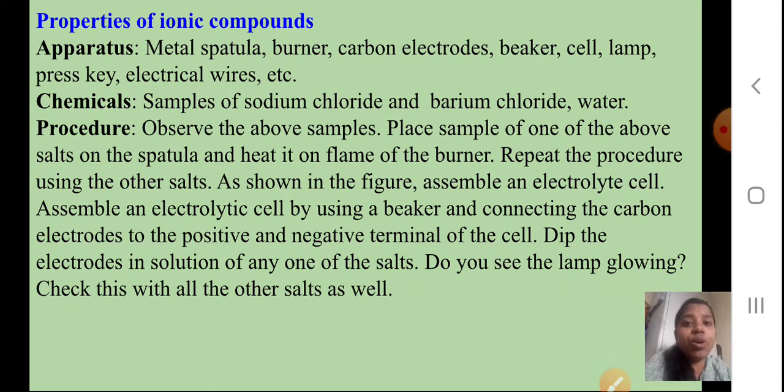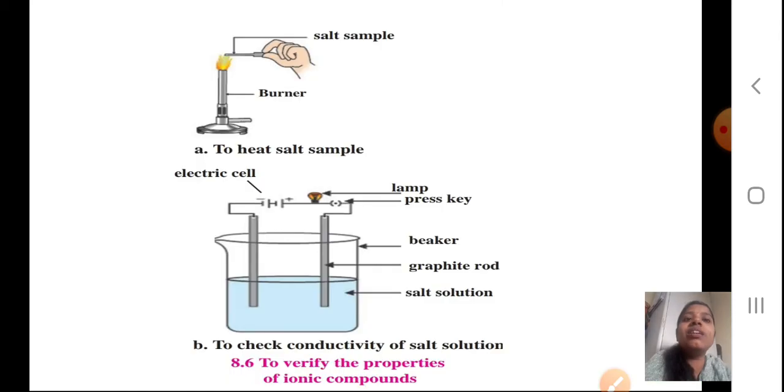Do you see the lamp glowing? Check with all the other salts as well. So see here, you can see the picture I am talking about. To heat the salt sample, for example, if I have taken sodium chloride, I will take it in the spatula, you can see in the diagram, and I am heating it.